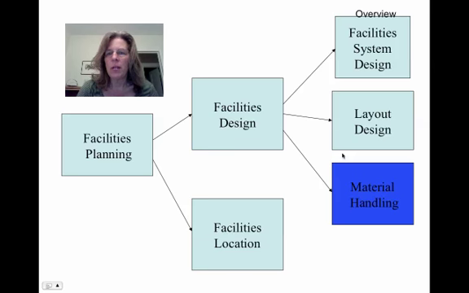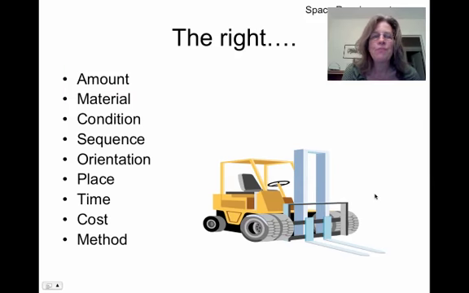Okay, so now we're going to look at the last part of this organization where we look at facilities planning as being made up of two things, facilities design and facilities location. We spent a lot of time on the layout design, and now we're going to look at material handling, which is sort of the next aspect of facilities planning.